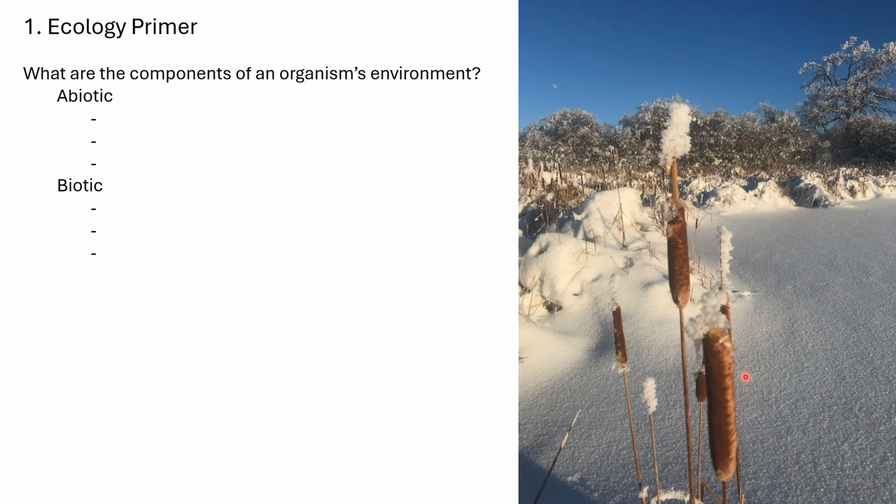All right, so if we use this picture as an example, and we're thinking about this cattail, even though at this point we're looking at it in the wintertime when the above ground portion of it is actually dead, let's think about what might be some of the abiotic components of this cattail's environment. I'll let you think about that for a little bit, and then I will advance to the next slide that shows abiotic but also biotic. So what are some of the living things in this cattail's environment? What are some of the abiotic components of this cattail's environment?